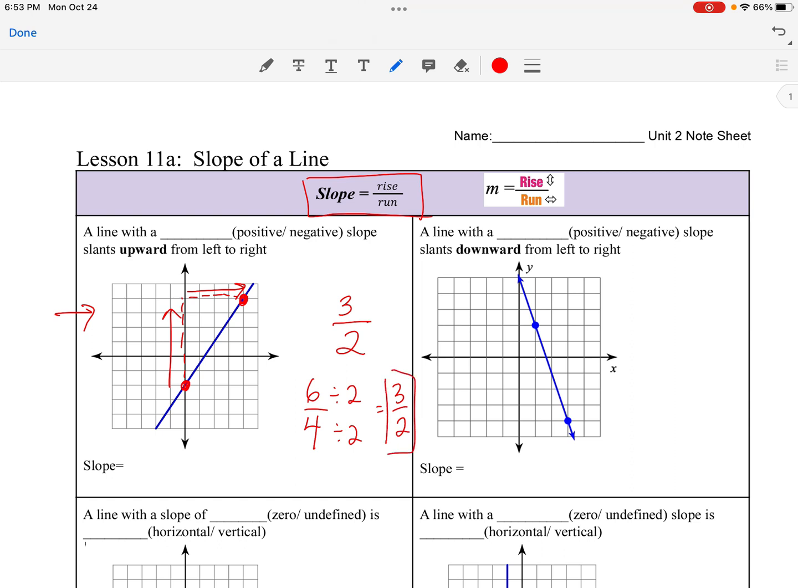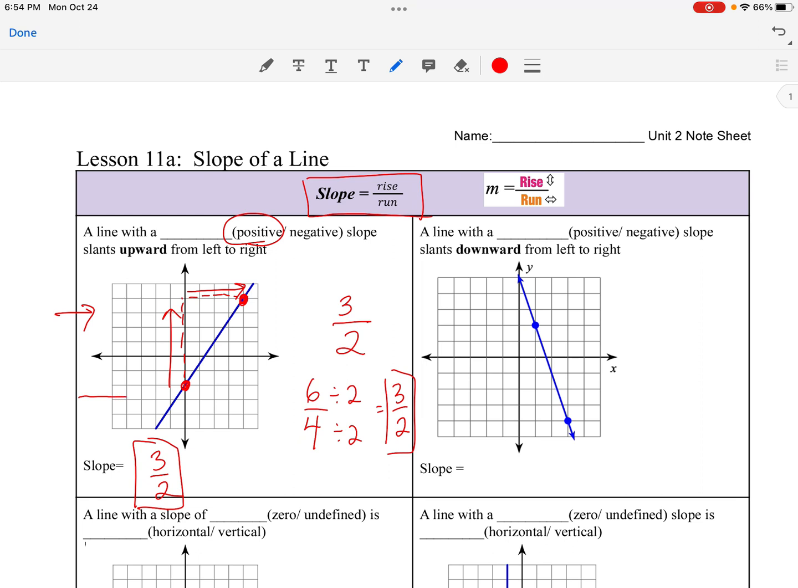So it doesn't matter which 2 points you use to find the slope. If you're doing your math right, you should get the same slope between any 2 points on a line. And so this is a line with a positive slope. Notice here the sign is positive, and it slants upward from left to right.